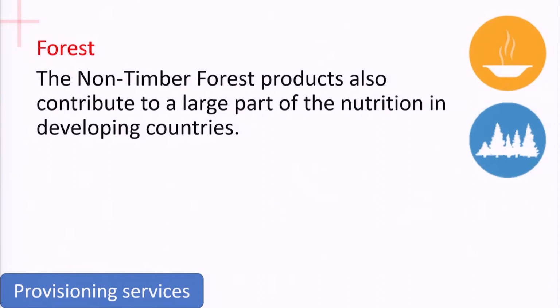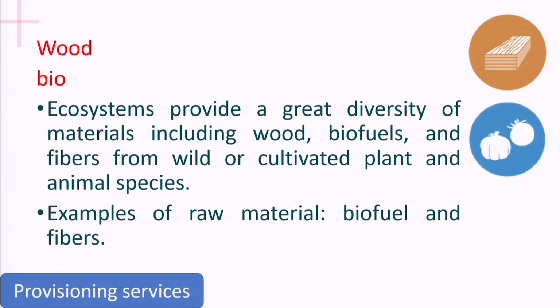Next, coming to the forest. What does forest provide as a provisioning service to mankind? The non-timber forest products also contribute to a large part of the nutrition in developing countries. Wood. The ecosystem provides a great diversity of materials including wood, biofuels and fibers from wild or cultivated plant and animal species. Examples of raw material include the biofuel and fibers. So after food, wood is the second provisioning service from the ecosystem that is used by man.